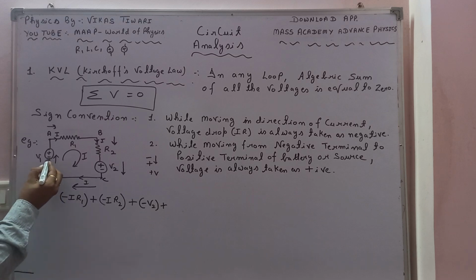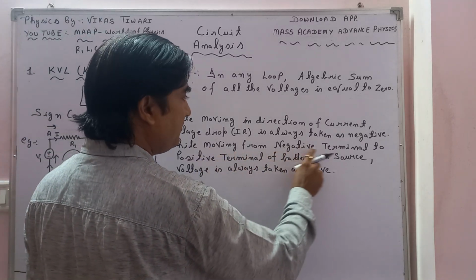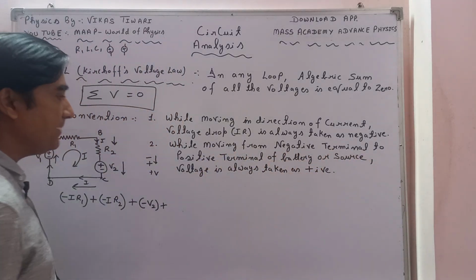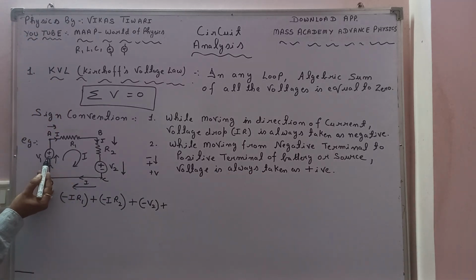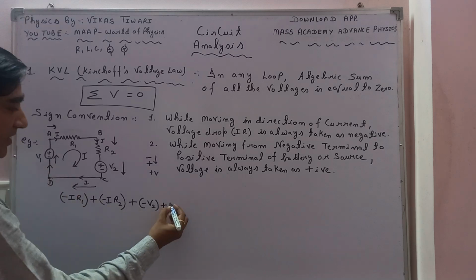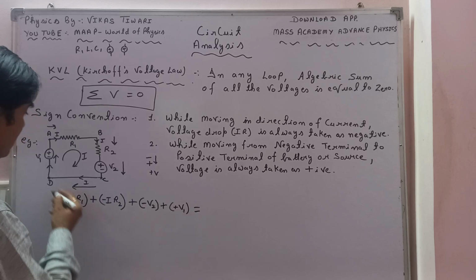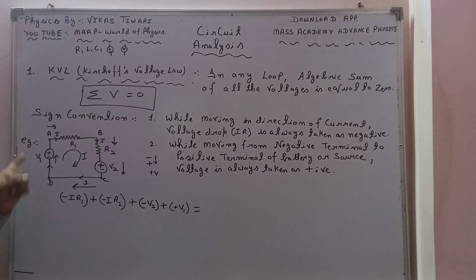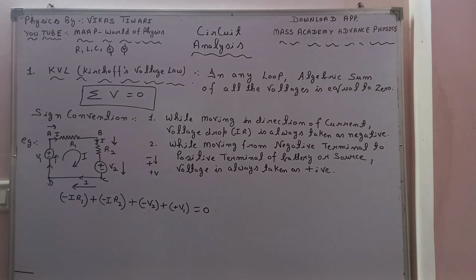Okay, after this, first I am encountering this battery source from the negative terminal to the positive terminal. I am reaching from negative terminal to positive terminal, and with my sign convention, while moving from negative terminal to positive terminal, the battery or source voltage is always taken as positive. In another way, first I am encountering the negative terminal, so I will take its opposite, positive, plus V1. I have reached this point again, the loop has been completed. So what I am saying is, the sum of all the voltages is equal to 0.